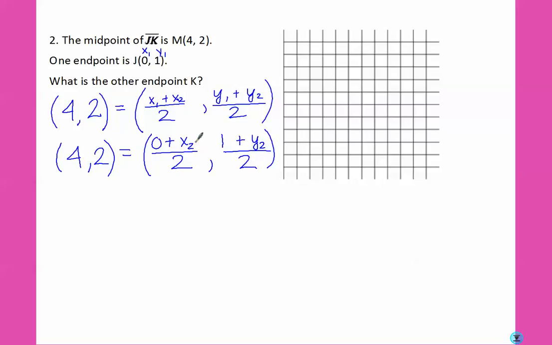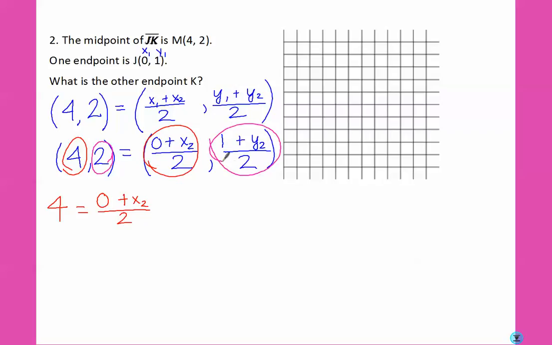Now make sure to take notice. The little 2's with the x and the y, those are subscripts letting us know which coordinate they're coming from. It's not a squared or a times 2. It's just a part of the notation with the variable. So 4 is my x coordinate, and I'm going to pair that up with the x part of my formula. So I know that 4 has to equal 0 plus x2 over 2. And then 2 goes with the y part of my formula because 2 was the y coordinate in the midpoint.